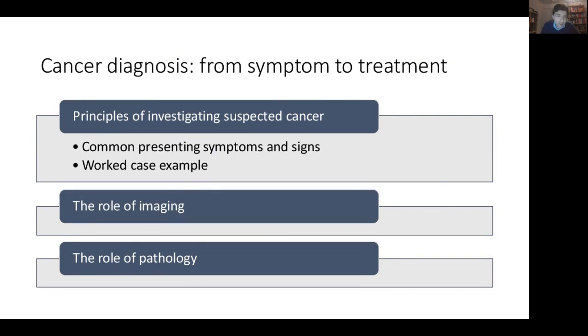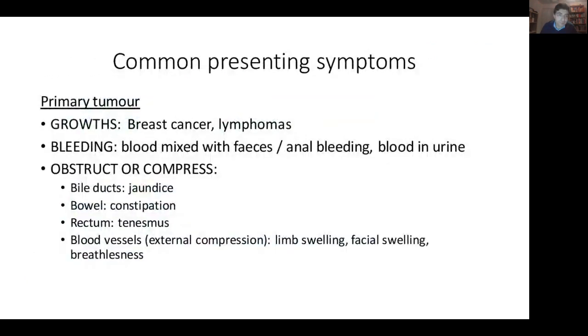So we'll talk about the principles of working up a suspected cancer, some common presenting symptoms and signs. We'll work through one particular case that will hang most of the discussion for the hour or so on. Then we'll talk through the role of imaging specifically and pathology in each of those things. So we'll start talking presenting symptoms.